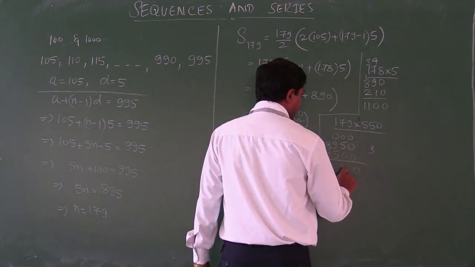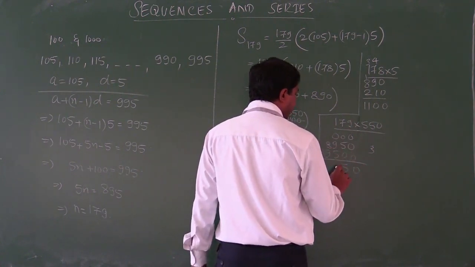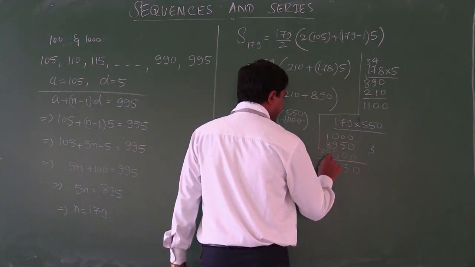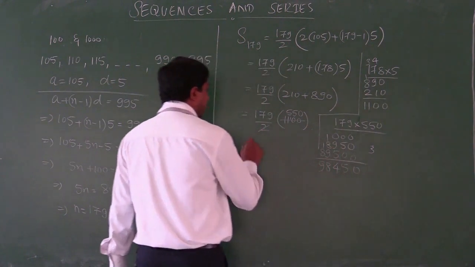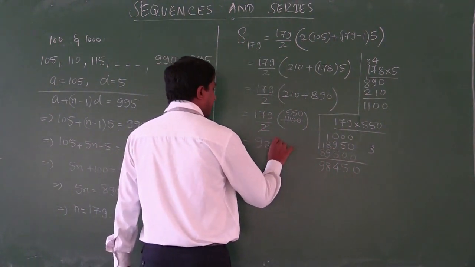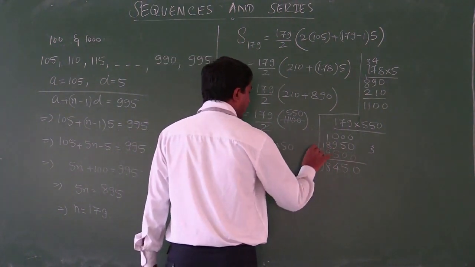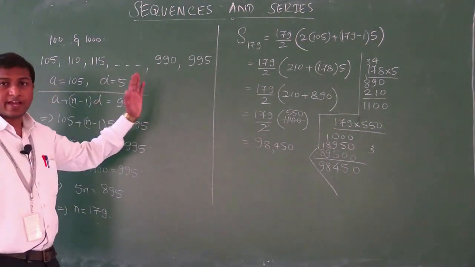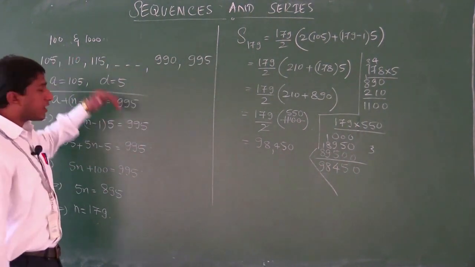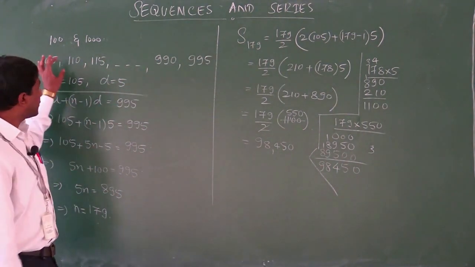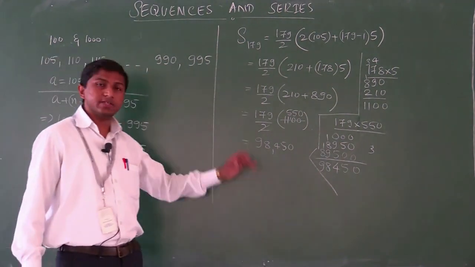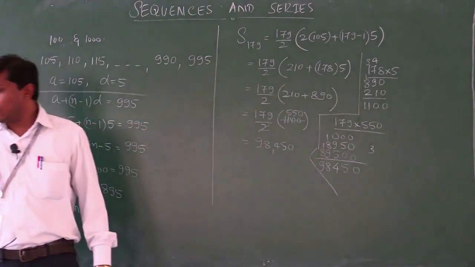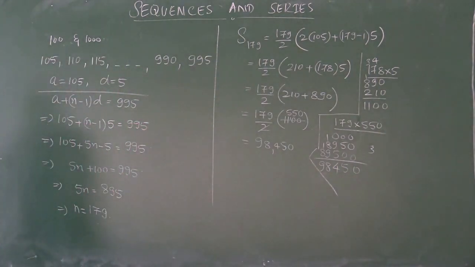So what do we get? 9 plus 5 gives us 14. So this is 18. So we get it as 98,450. So the sum of the natural numbers lying between 100 and 1000, which are multiples of 5, is 98,450. Okay, moving on, write down the third problem.